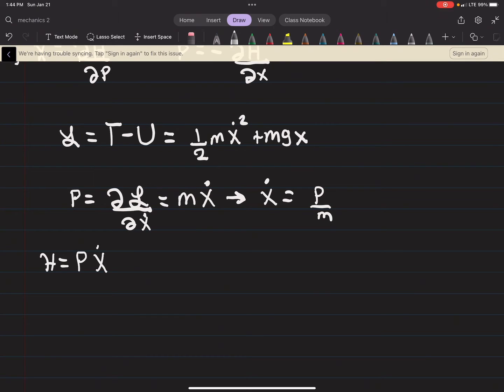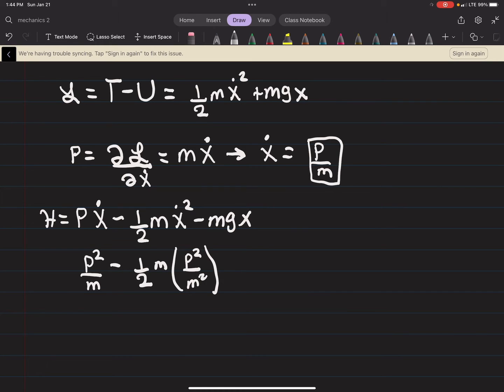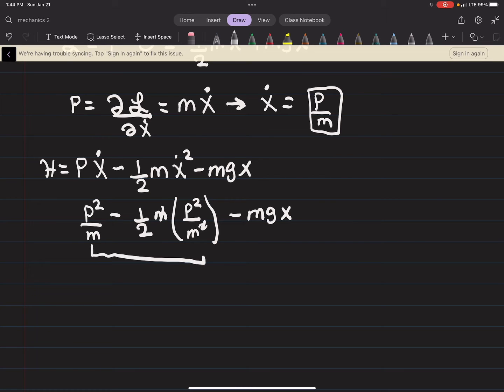Now our Hamiltonian is p times x dot minus our Lagrangian of 1/2 m x dot squared plus mgx. So now I'm going to substitute p over m everywhere I see x dot. So then I'm going to have p squared over m minus 1/2 m times p squared over m squared, and then minus mgx. So your masses drop. P squared over m minus p squared over 2m is just positive p squared over 2m. And then we have our minus mgx. So this is our Hamiltonian, and it's in terms of our momentum and position.